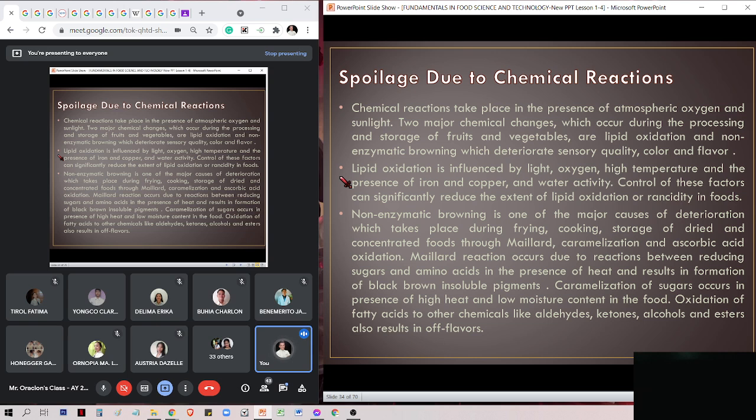Like for example, in kimchi, there are different ways or techniques. There are also different ingredients that lead into different flavors for the kimchi. We have sour, sweet and sour, and natural flavor. So it will also depend on the ingredients that you are using. Okay? So that is for the spoilage due to chemical reaction. So we have it here.